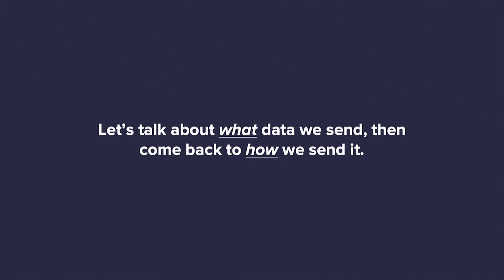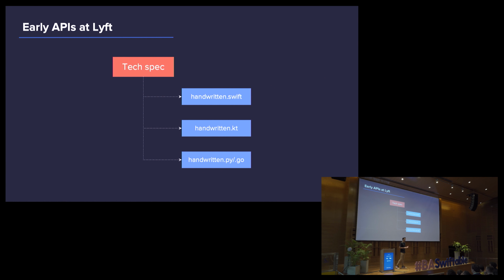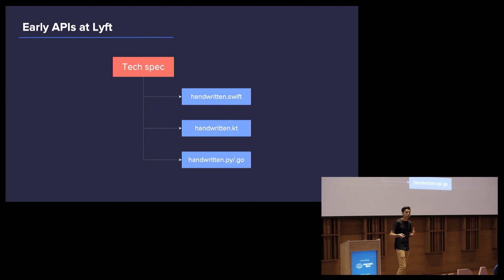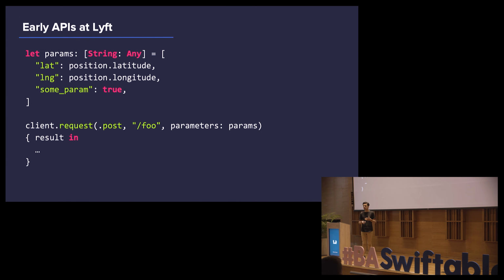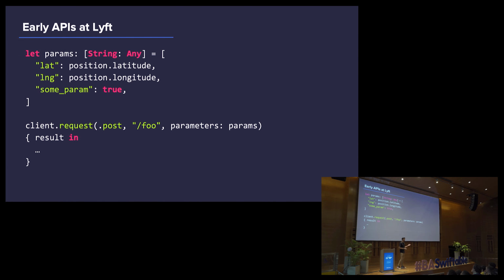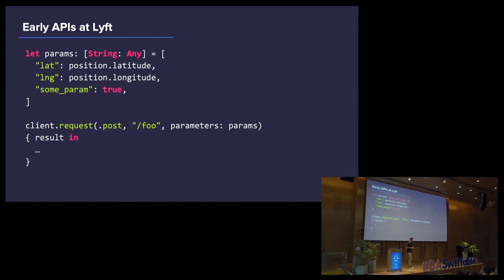But before we get to that, let's talk about what data we send, and then we can start to dig in a little bit as to how we send that data. So early APIs at Lyft were developed using a flow something like this, where we would have engineers from iOS, Android, and server collaborate on some sort of tech spec, maybe a Google Doc. And then after they decide on what they want their APIs to look like, they go their separate ways and handwrite some code in Swift, Kotlin, Python, or Go. And it probably looks something like this in Swift. I'm sure many of us have actually written code almost identical to this, where you create a dictionary, and then you send it up to the server using a hand-typed path, for example.